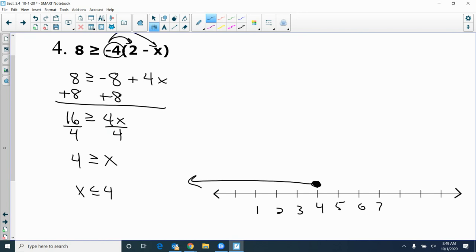So any number I plug in less than that should make that true. Anything to the right should make it false. And actually, what happens when you plug in 4? That's where it makes both sides the same. That is where it will make it equal.